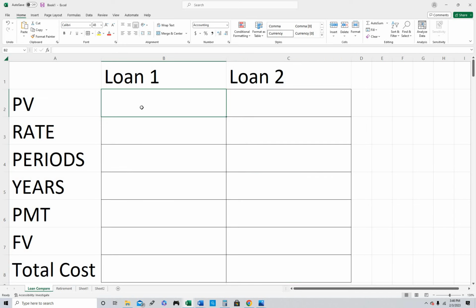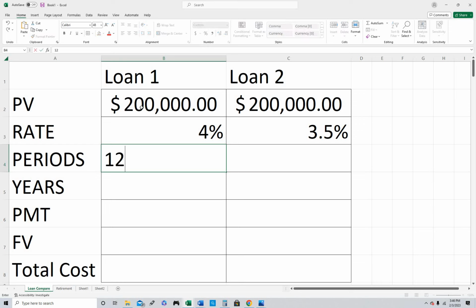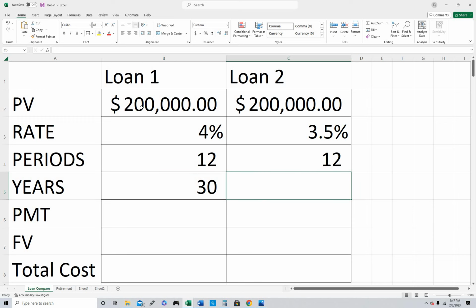So in our loans, our present value is $200,000. Our rate for the first one is 4%. And for the second one, it was 3.5%. The periods are going to be 12 because we're going to have our interest compounded monthly. Most banks compound monthly interest and your payments are due monthly. In our first loan, it was going to be a 30-year loan. In our second loan, it was only 15 years.